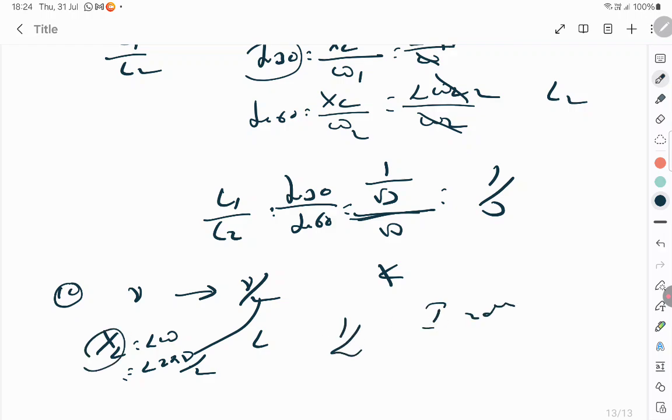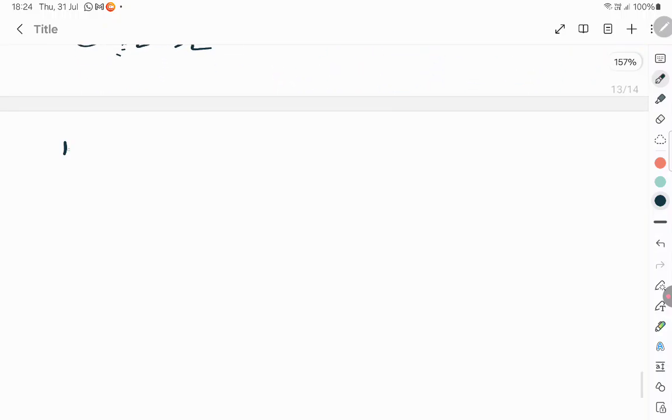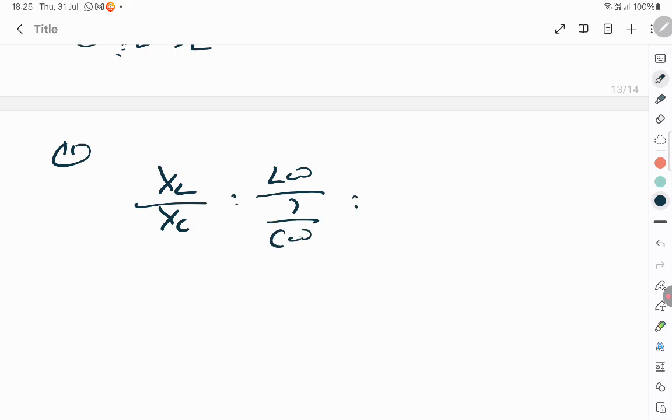So next question, 11th question. What is the ratio of inductive and capacitive reactances in an AC circuit? The ratio of inductive reactance and capacitive reactance is L omega by 1 by C omega. So it will become L into C into omega square. And that should be your answer. Straight direct question.